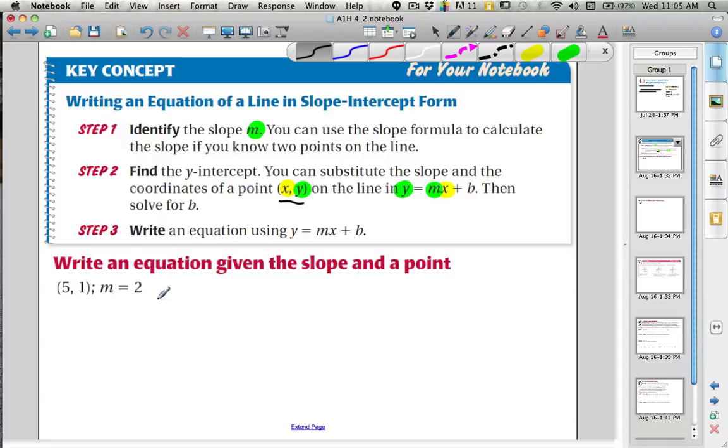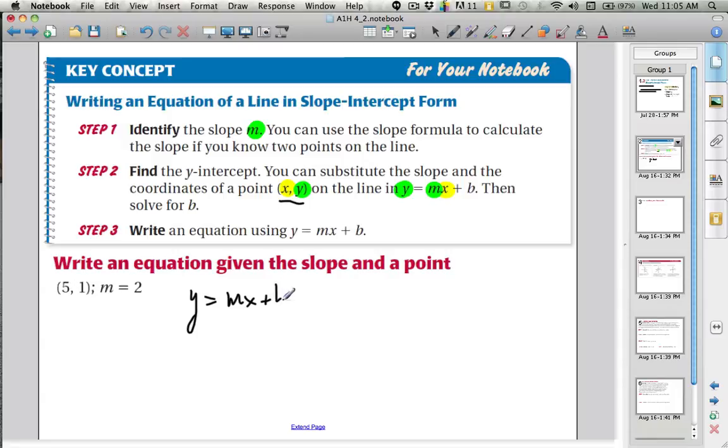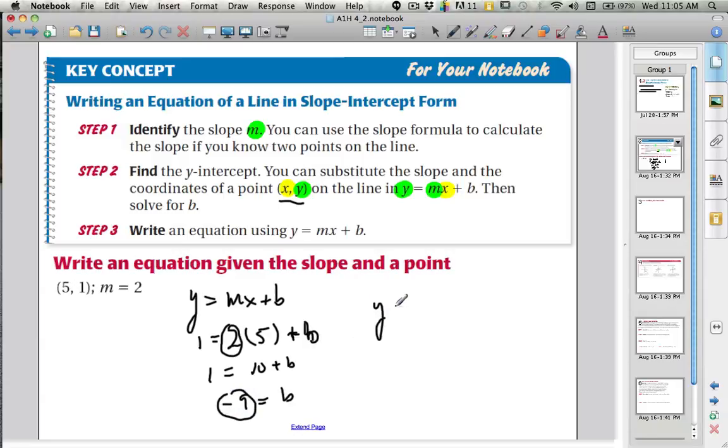So they've given me the point and the slope. So y is equal to mx plus b. I know that y was 1, my slope is 2, x is 5, and what's left is the b. So I'll have 1 is equal to 10 plus b. If I subtract 10 from either side, negative 9 is equal to b. Once I know my slope and my y-intercept, then I can write my equation. y is equal to 2x minus 9.